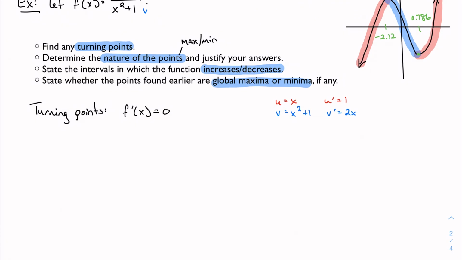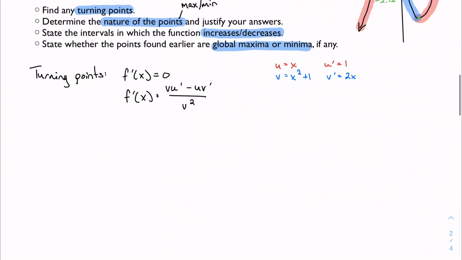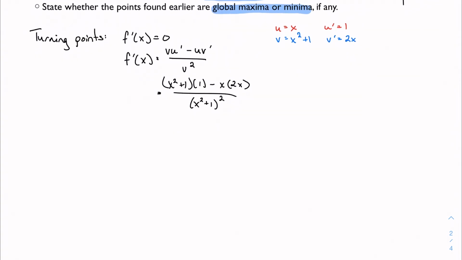So if I use my quotient rule, I get low d high, high d low, divide by the square of what's below. And so I get x squared plus 1 times 1 minus x times 2x over x squared plus 1 squared. We're going to leave that denominator alone because it's not going to be relevant in a minute. If I simplify this, the 1 doesn't really matter, right? This is going to be minus 2x squared.